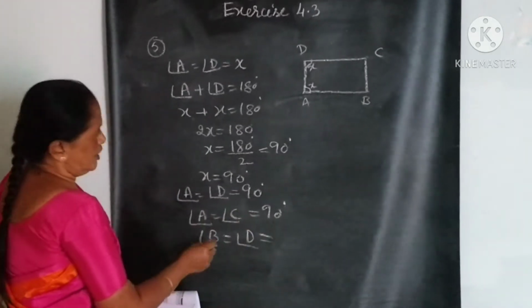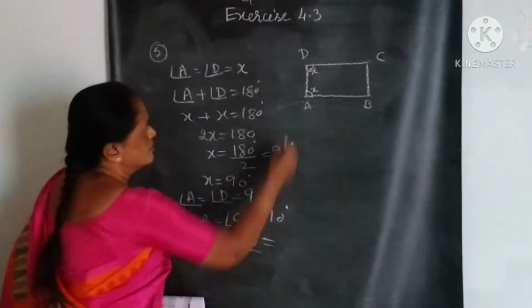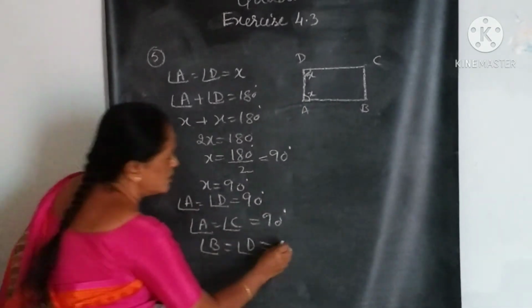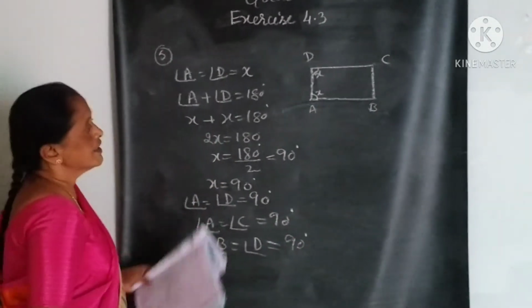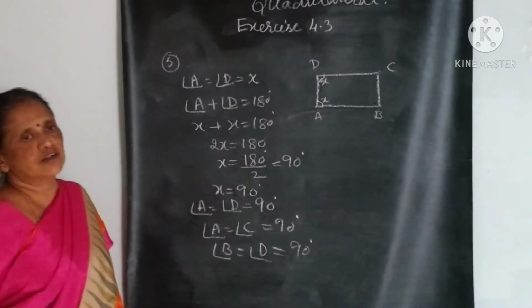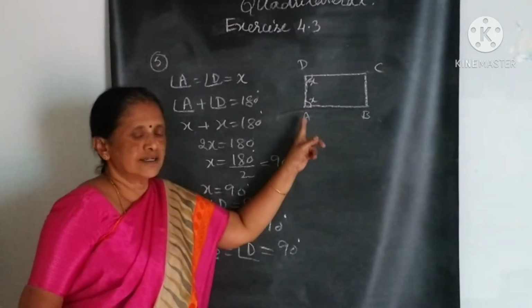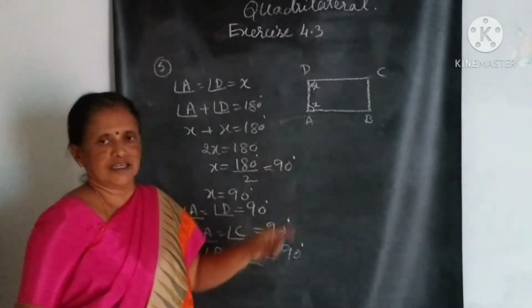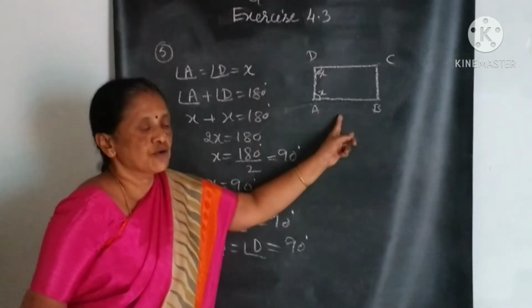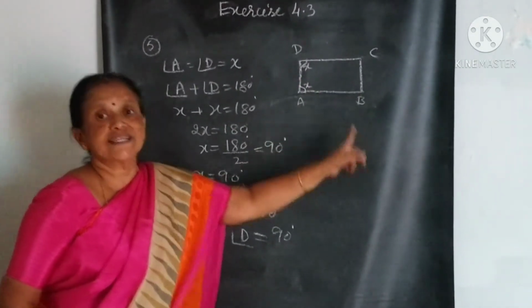What is angle B? Angle D is known to us. How much? 90. Therefore, angle B is also 90 degrees. Here each angle measures 90 degrees in this parallelogram. So this parallelogram is a what? Rectangle. In a rectangle, opposite sides are equal and parallel and each angle measures 90 degrees.